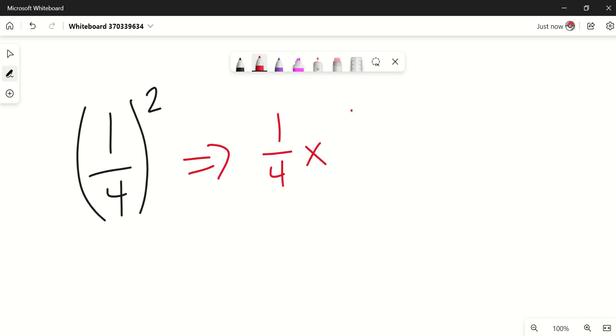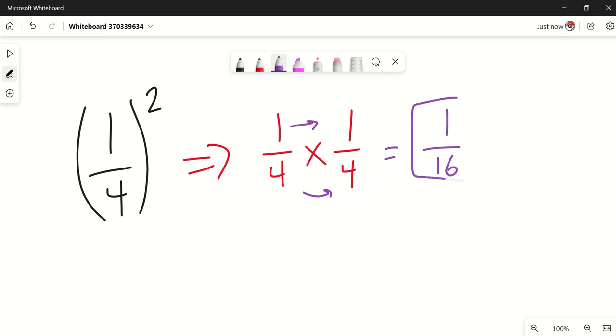This will mean 1/4 times 1/4. Or 1 times 1, which will be 1. And then 4 times 4, which will be 16. And my answer will be 1/16.